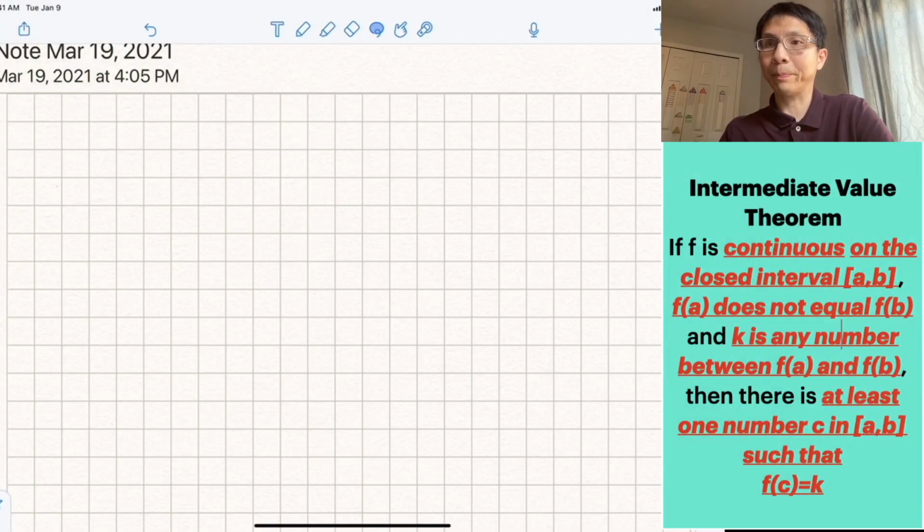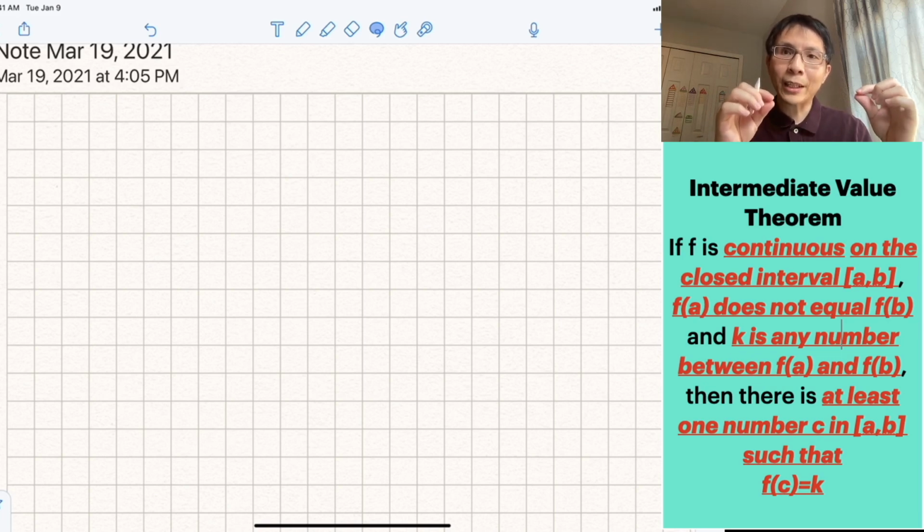So we're going to put this on the side, and go back and read the theorem and write down the most important thing about it. I'm going to transition to the iPad screen. We're going to read it on the right hand side. It says if f is continuous on the closed interval a and b, f of a does not equal f of b, and k is any number between f of a and f of b, then there's at least one number c in the interval a and b such that f of c is equal to k. Now, for a non-math person, when you read this, it's very confusing. So we're going to break it down into small pieces.